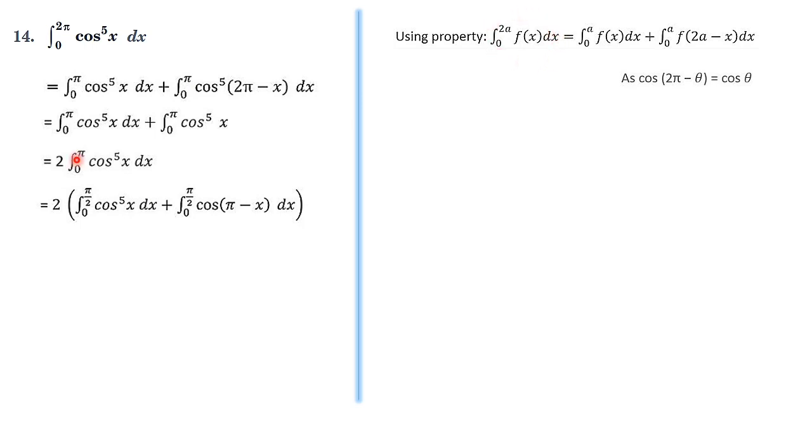Just keep in mind that here instead of 2a there is only pi. So when we take the limit here, half of that we have to take. Here the limit is pi, so half of pi, that is pi by 2, will be taken. So integral 0 to pi by 2 cos power 5x dx plus integral 0 to pi by 2 cos power 5 of pi minus x dx. The same limit will be taken, 2a minus x, and the same limit here is pi. So we applied the same property 2 times.